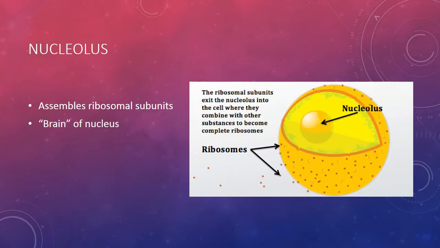These subunits then go to the cytoplasm for final assembly. The nucleolus is also known as the brain of the nucleus and has other functions including sensing cellular stress and modification of tRNAs.